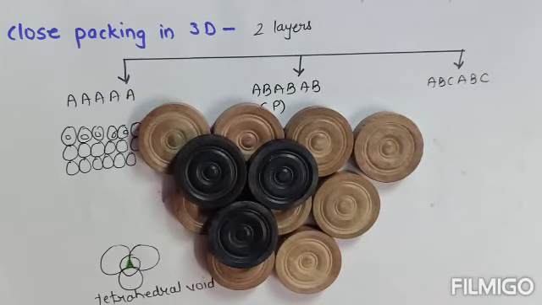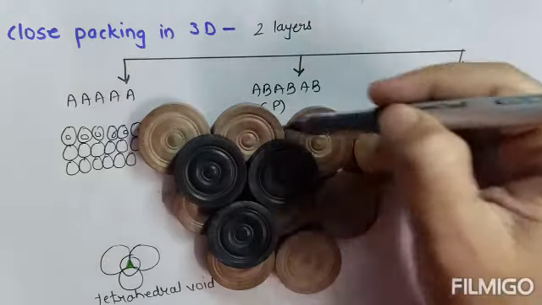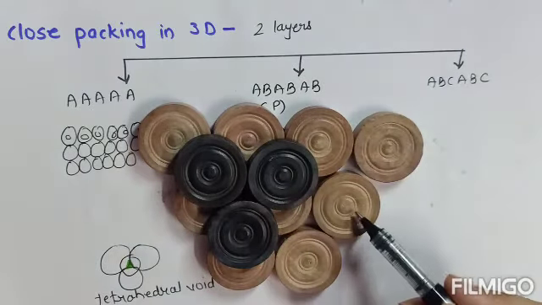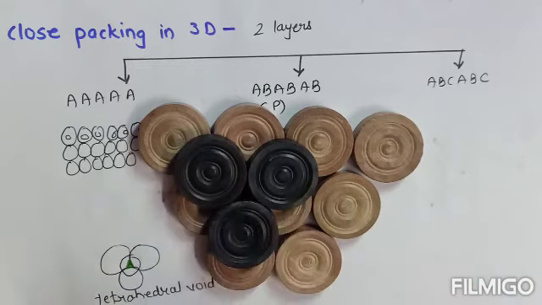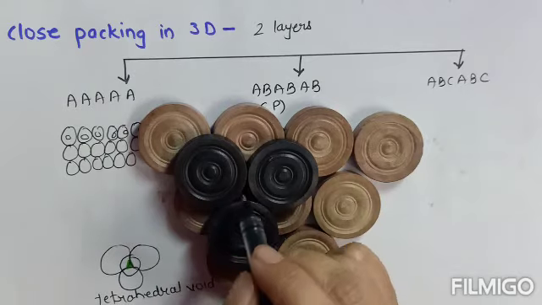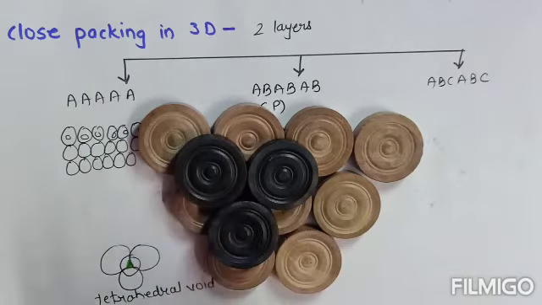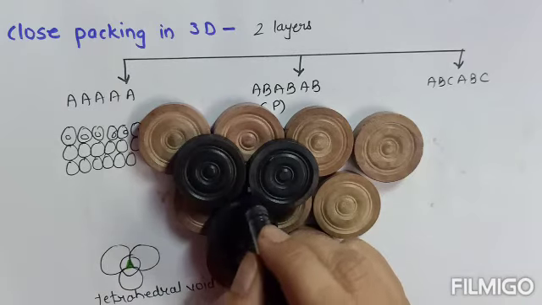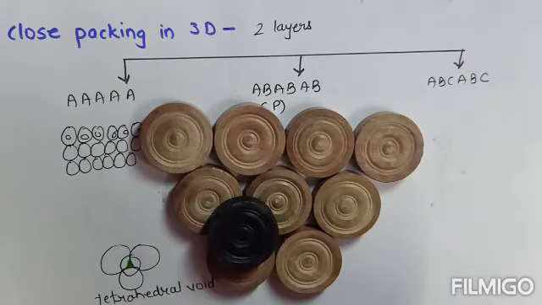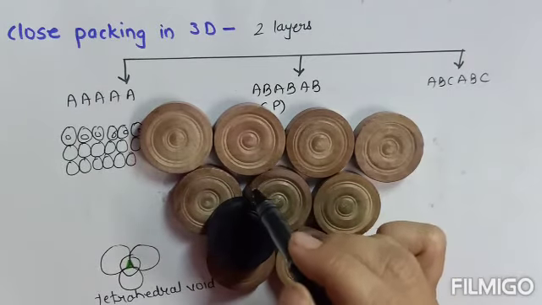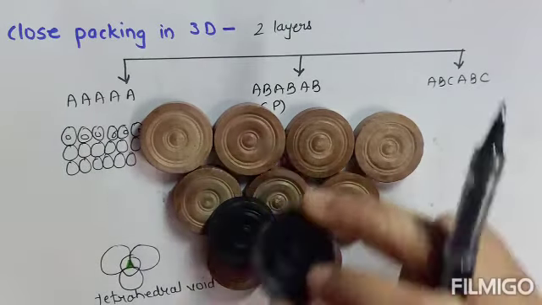In the last type of arrangement, that is ABC type of arrangement, the first layer will be called A, the second layer will be called B, and this third layer will be called C. Now there is some special arrangement in this. Here one void is already created in the C layer, and if I remove this, there will be one more void below it. This void is pointing upward, and the void which is just placed below it is pointing downward.